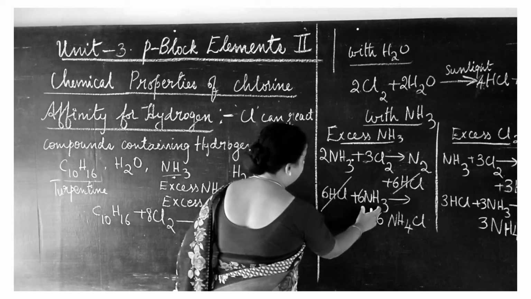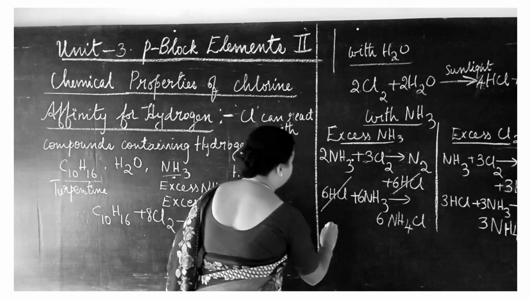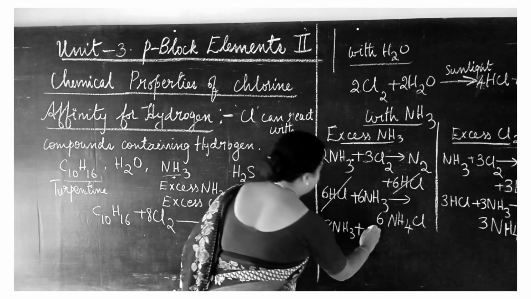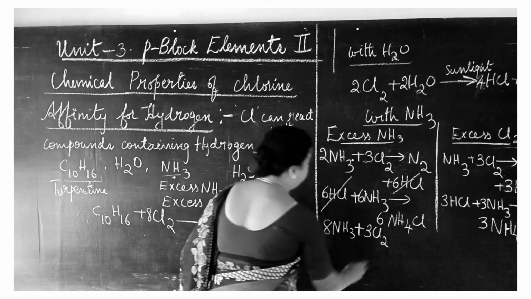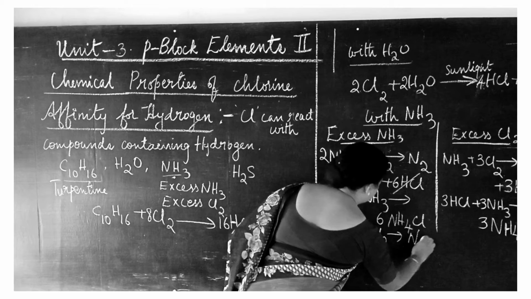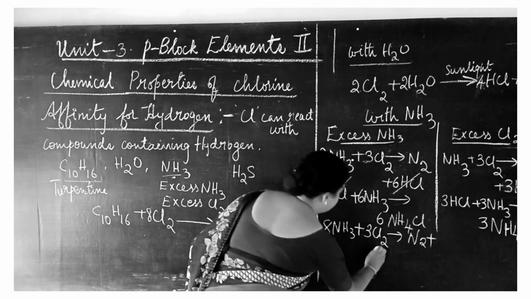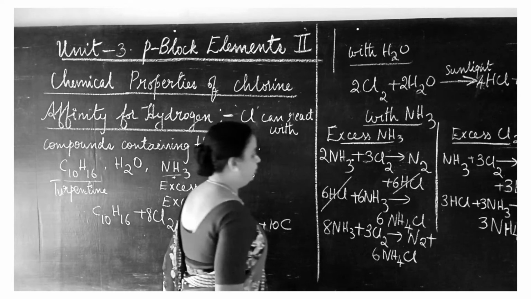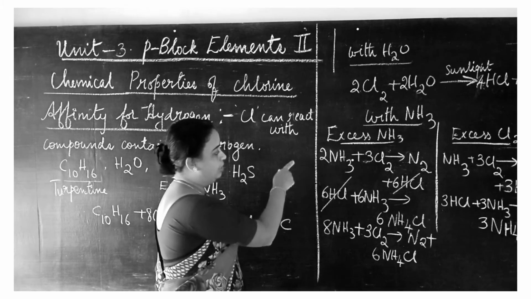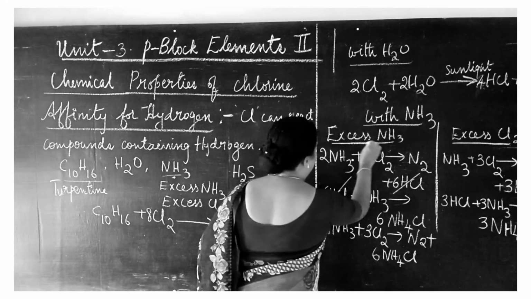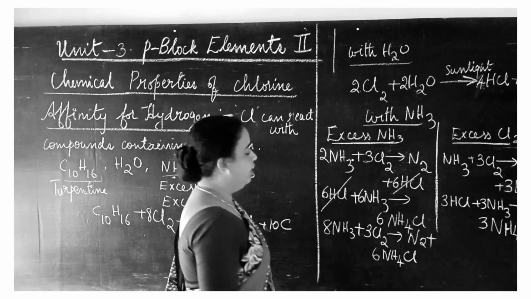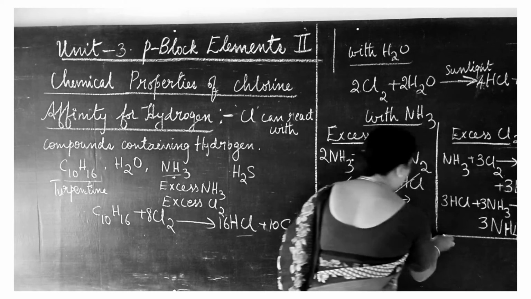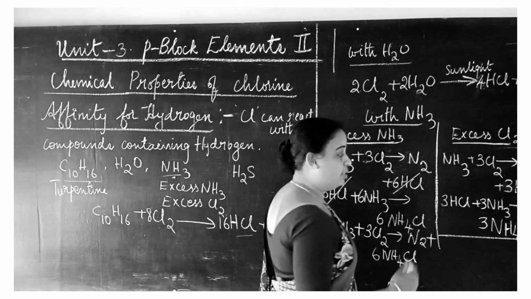So 2 ammonia plus 6 ammonia. So how much? 8 ammonia, plus 3Cl2 gives nitrogen plus 6 NH4Cl. Fine. So that is the net reaction of ammonia reacting with chlorine. Now we will see the net reaction for the reaction of ammonia with the excess of chlorine.